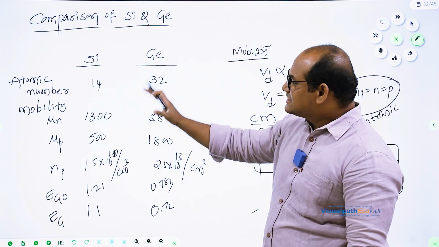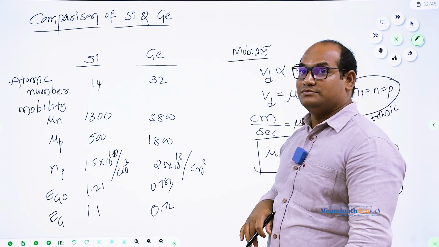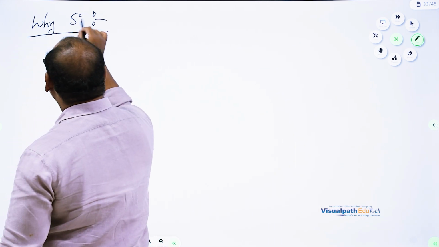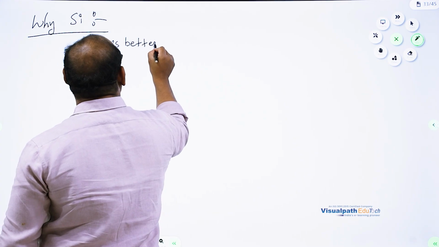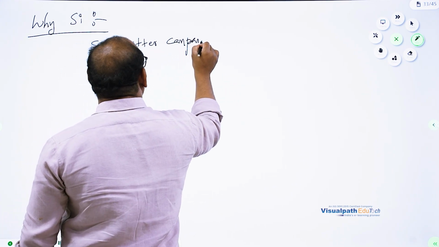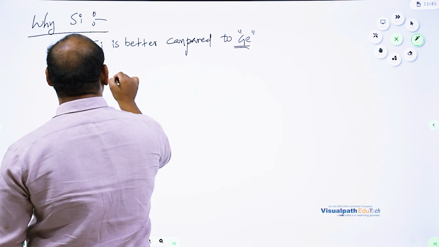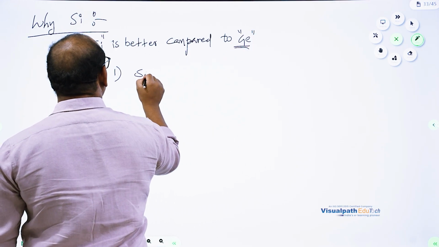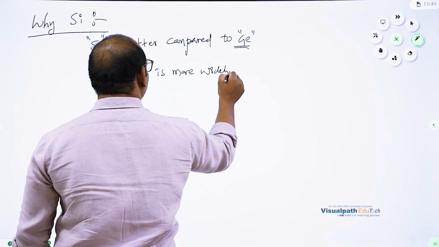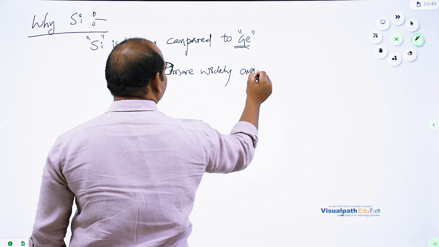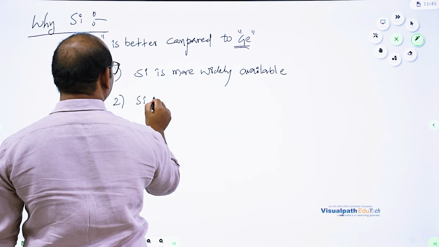So by seeing all these things, it looks like germanium is better compared to silicon, but it is not true. Why is silicon better? Silicon is better compared to germanium. What is the reason for this? The first one is, you can say silicon is more widely available, and silicon is cheaper.